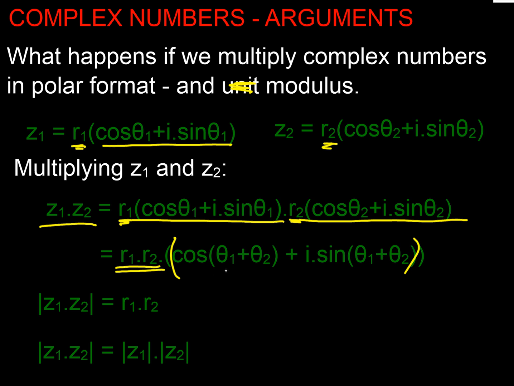And we know that this complex number here has got a magnitude of 1, don't we? Therefore, the modulus of Z1 Z2 is going to be R1 times R2, and therefore the modulus of Z1 Z2 equals the modulus of Z1 times the modulus of Z2.